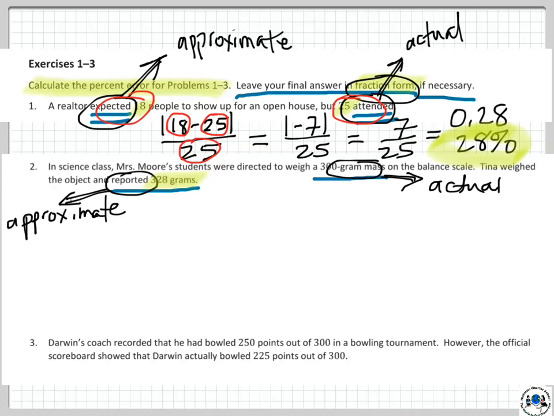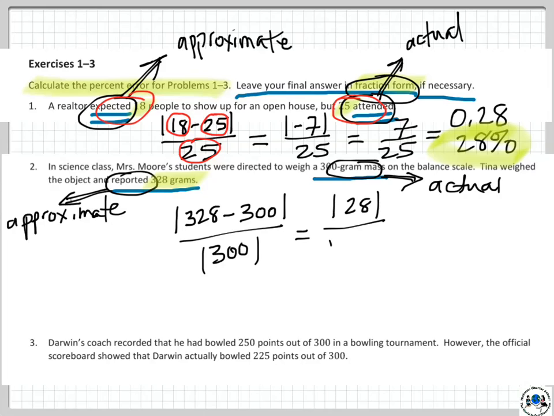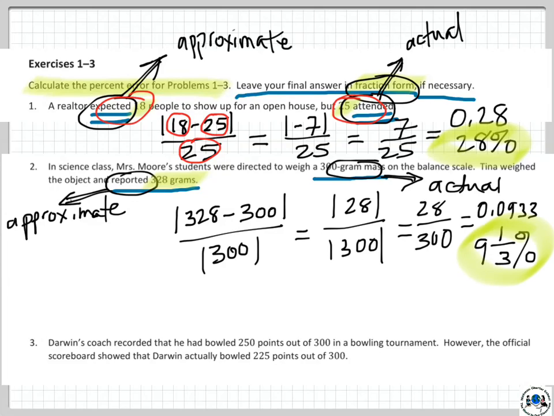Anyway, let's get on with the math here. Yes, we go ahead and just plug our formula in. Absolute value of 328 minus 300 over that 300, and we end up with 28 over 300. If we punch that into our calculator, we get 0.093333 and on, and that's going to boil down to 9 1/3%.